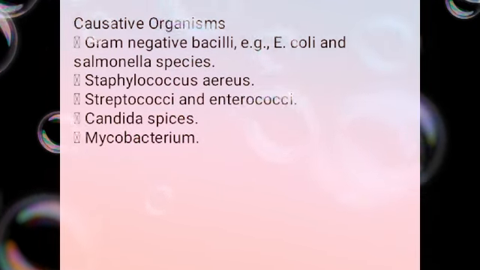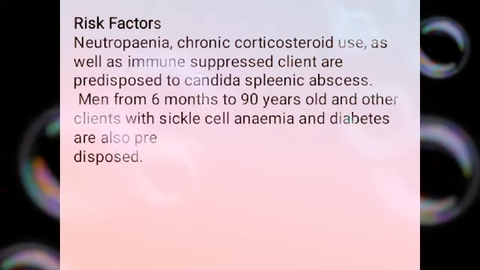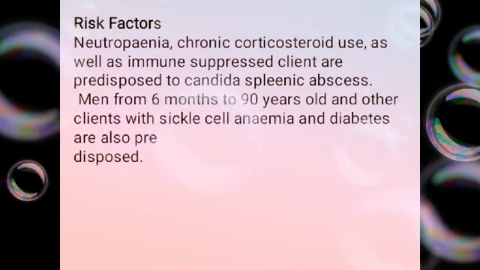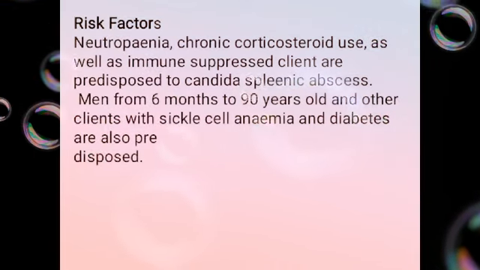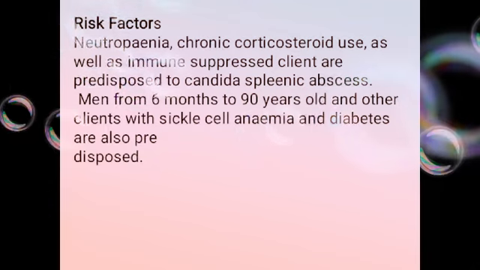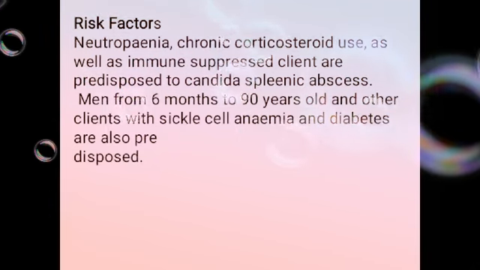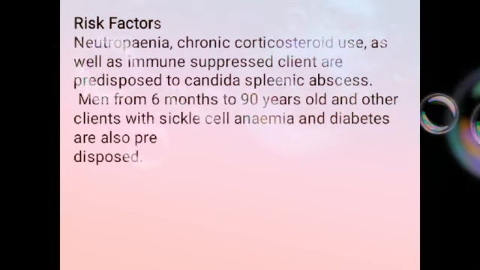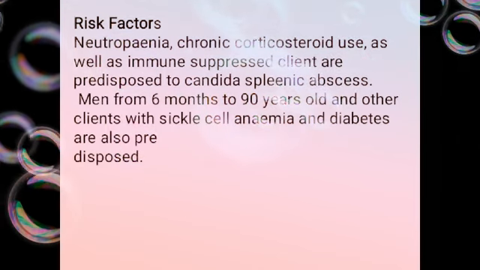So these are some of the common causative organisms that can lead to the formation of the abscess of the spleen. Now, what are the risk factors? Having looked at the causative agents, there are other risk factors that influence the occurrence of this infection. So, for example, neutropenia can cause this. What is neutropenia in this case?